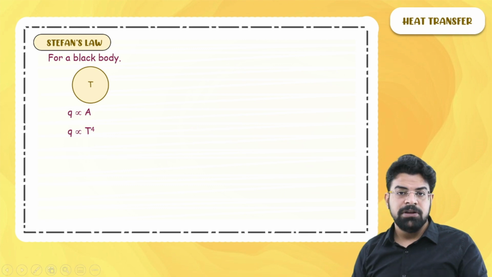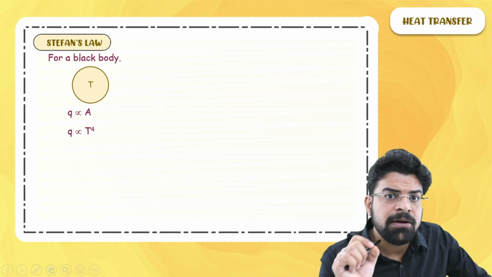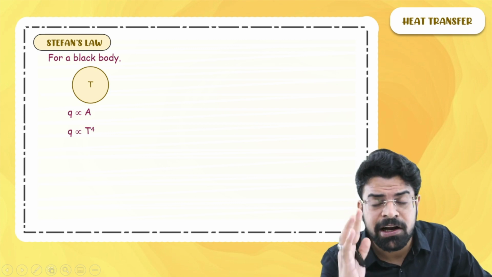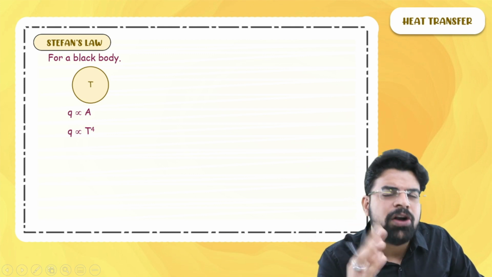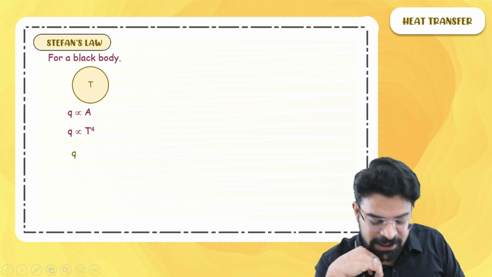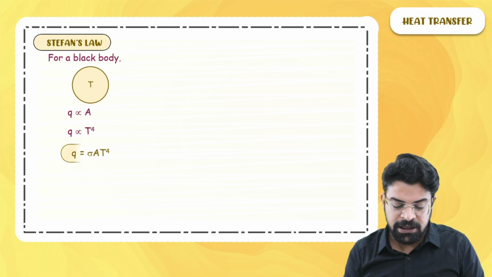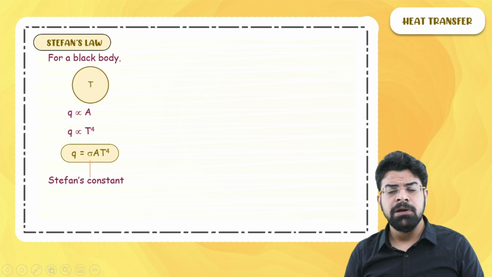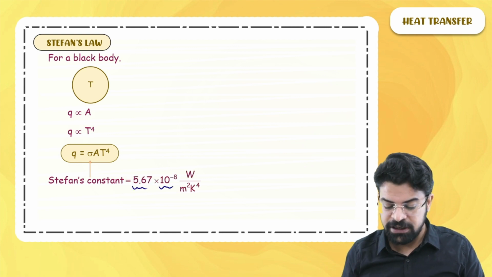So keep this simple thing in mind. The heat radiated by a black body is directly proportional to the surface area. The greater the surface area, the more heat radiated, and it is directly proportional to the fourth power of temperature. Now, what do physicists do every time they find a proportionality? They add a proportionality constant. So we write Q equals sigma A T raised to power 4. Here sigma is called Stefan's constant. The value of Stefan's constant is 5.67 times 10 raised to power minus 8.